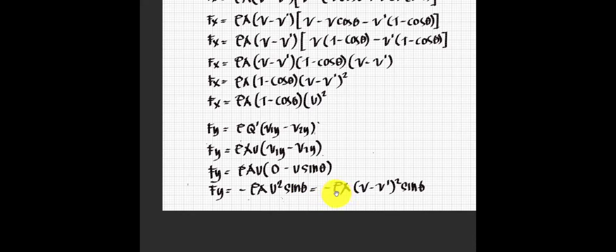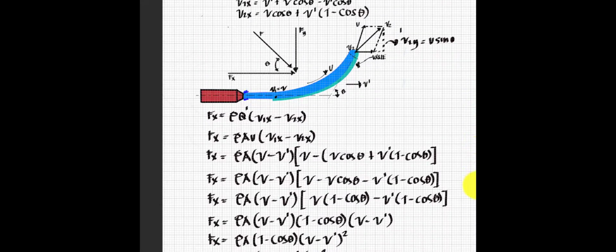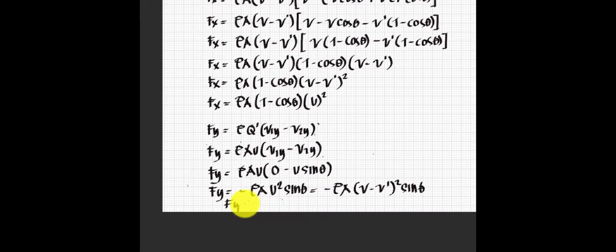is equal now to the density, negative, area times the velocity of the jet minus the velocity of the vane, squared, times sine of theta. You will notice the reaction Fy, referring to the figure, will be downward. So we have the downward reaction.